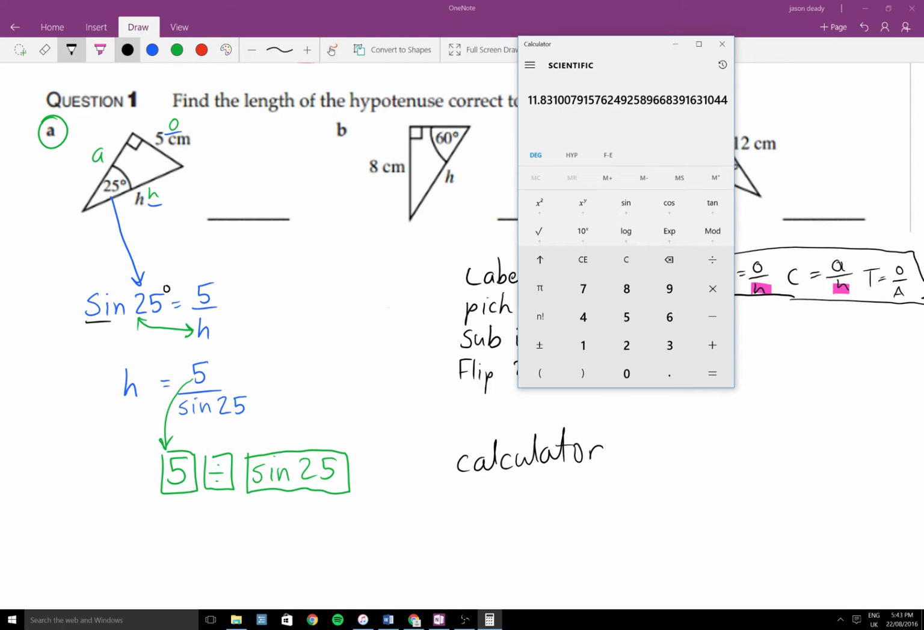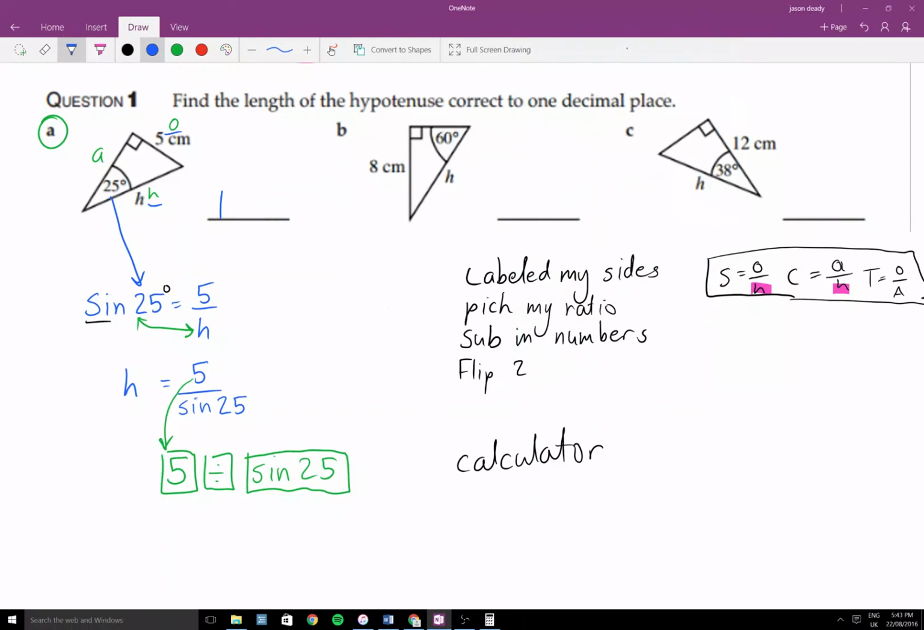So my answer is 11.83. And just notice that for mine, I needed to put brackets around the sine 25, and I needed to go 25 sine. As I said, each one's different. We'll work it out. No dramas. Okay, so that's how you do it.